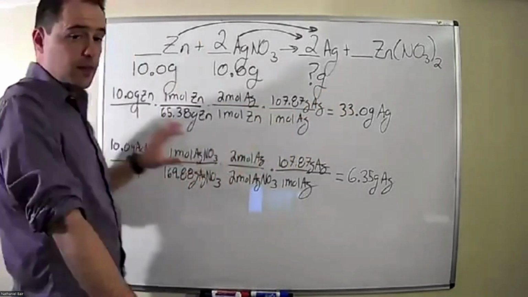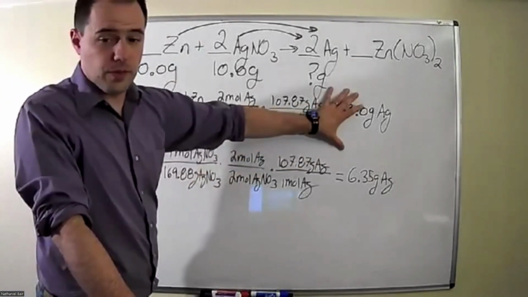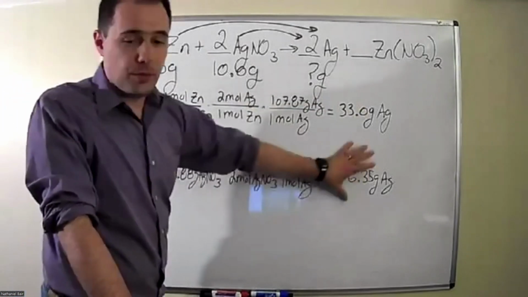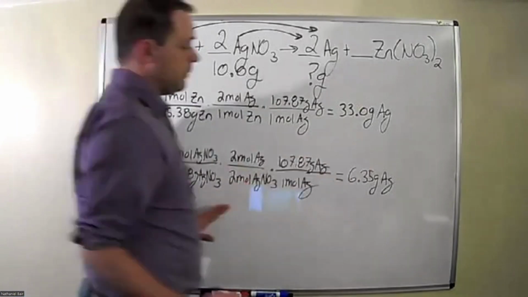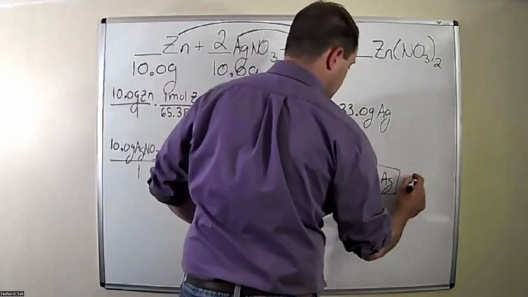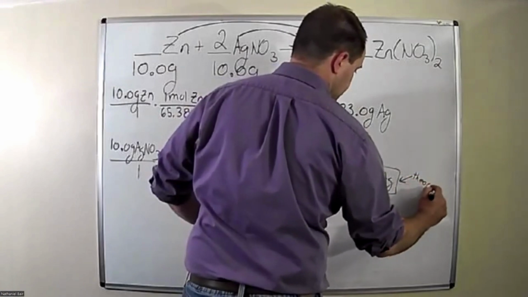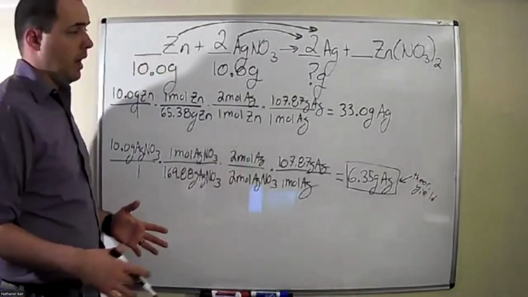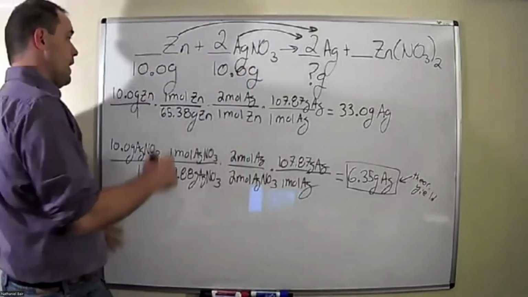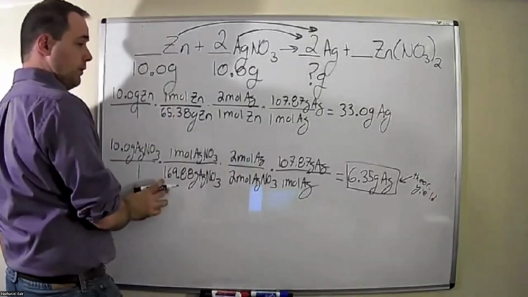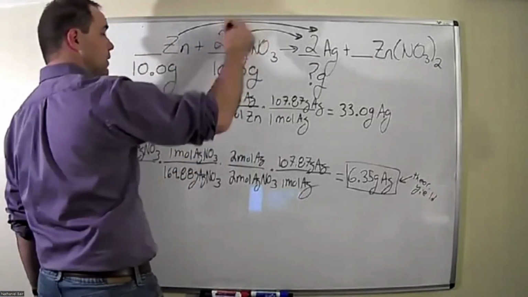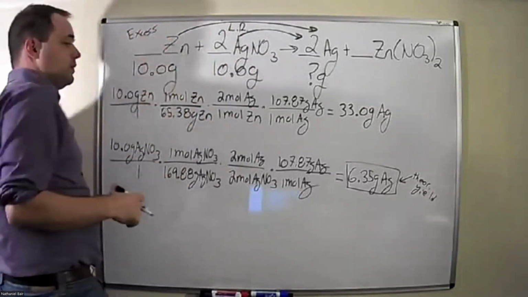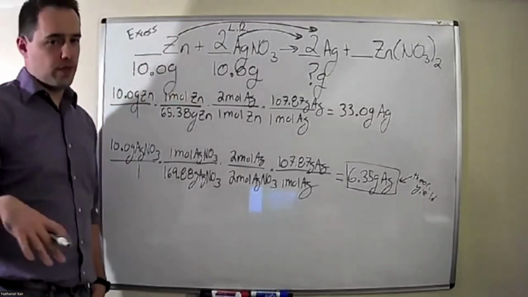What we find is that the 10 grams of zinc would let us make 33 grams of silver. And we find that the 10 grams of silver nitrate would allow us to make 6.35 grams of silver. So the 6.35 grams of silver, that is my theoretical yield. I'm going to label that as such. And now I can also label my limiting reactant and my excess reactant. My limiting reactant is the thing that runs out first. That's the silver nitrate. And my zinc is in excess. So hopefully we are all on the same page there.